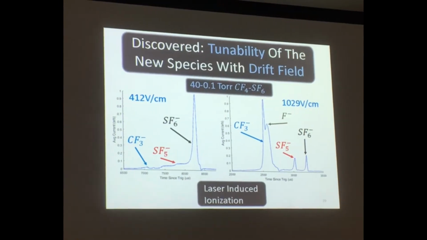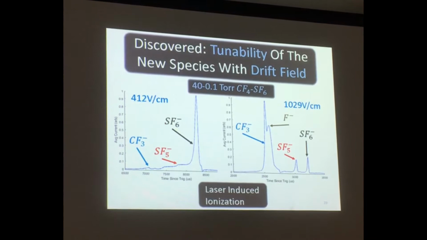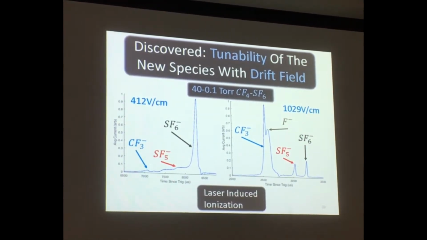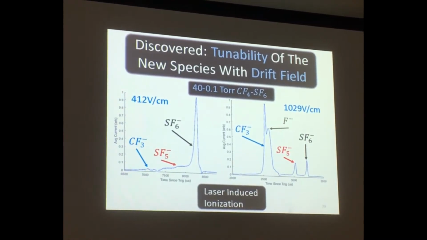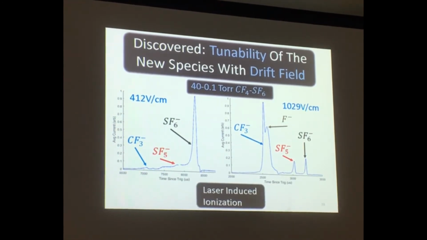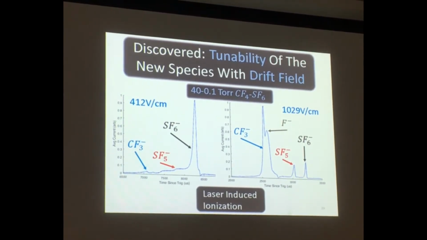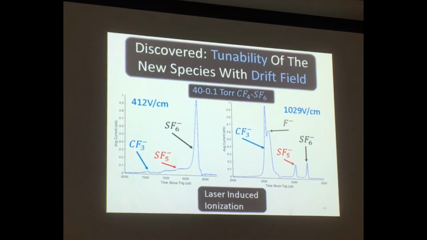No, it's not. Okay. So before I talk about the motivation for why I think it's CF3 minus, I did a bunch of different experiments to see how this species is affected by different parameters. Here I have a low drift field, and here I have a high drift field, and you see that with a low drift field, this new species is really low. But when I raise the drift field, it's huge. It's suddenly the dominant species, the dominant negative ion.